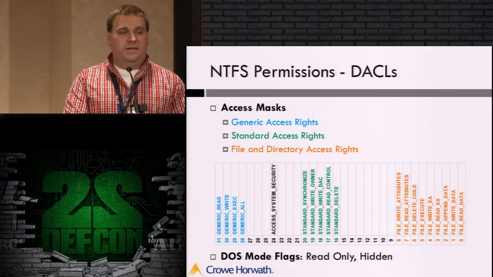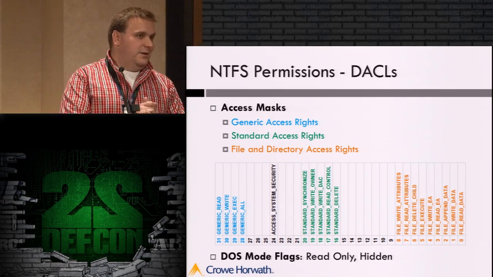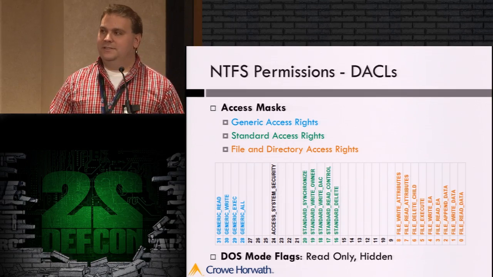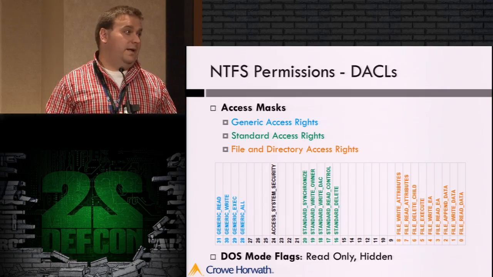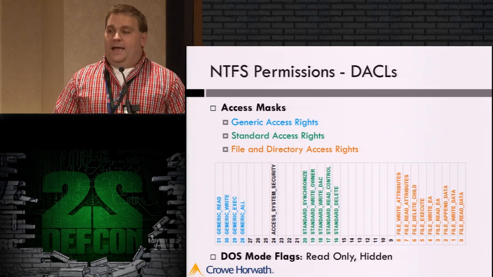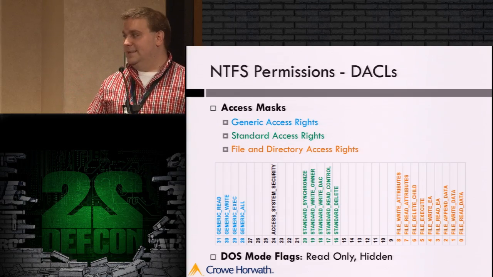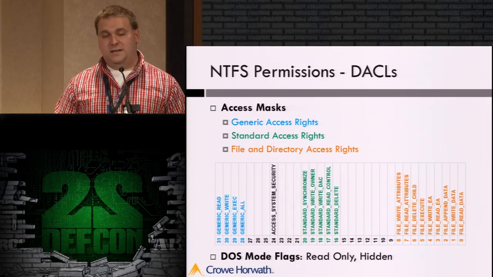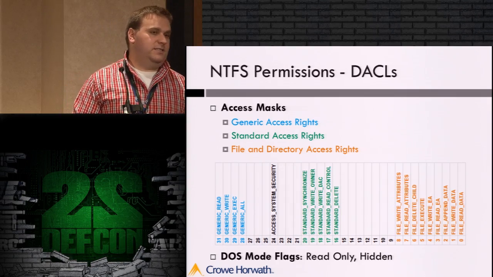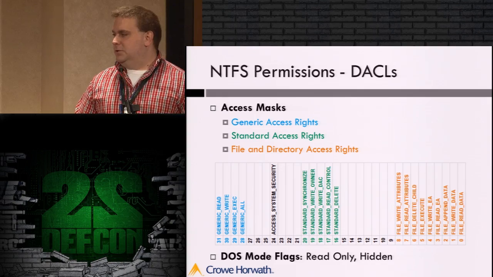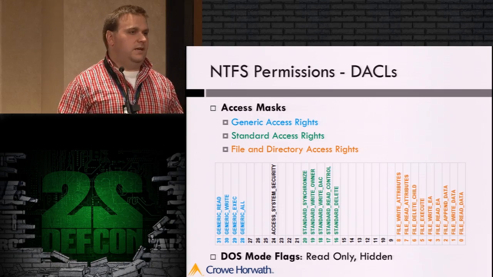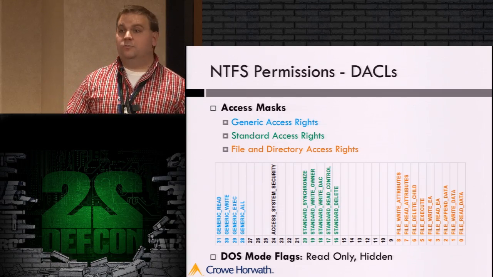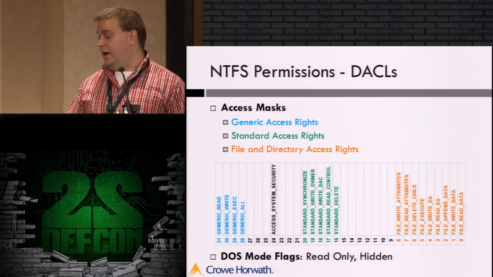So if we get into the ultimate nitty-gritty of DACLs and permissions, this is what an access mask looks like. As I mentioned before, it's 32 bits. And in the end, it all comes down to this. So in the center, in the green, you will actually see what are the global or standard access rights. And these are available on every single type of object. So the rights that you have are pretty generic.